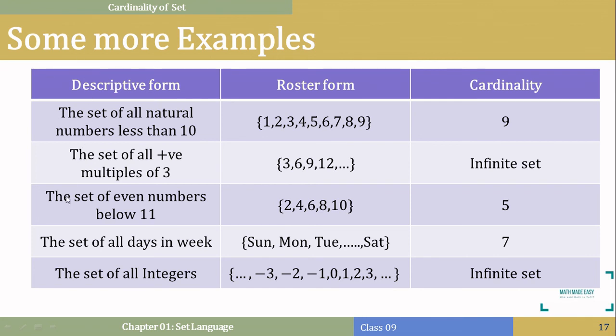Let's consider the set of all integers. In the set of all integers you have the natural numbers, 0, and the negatives of the natural numbers. We have seen that the set of natural numbers is infinite, so adding the negatives of the natural numbers makes it infinite too, and adding 0 to it keeps it infinite. So, the set of all integers is an infinite set.